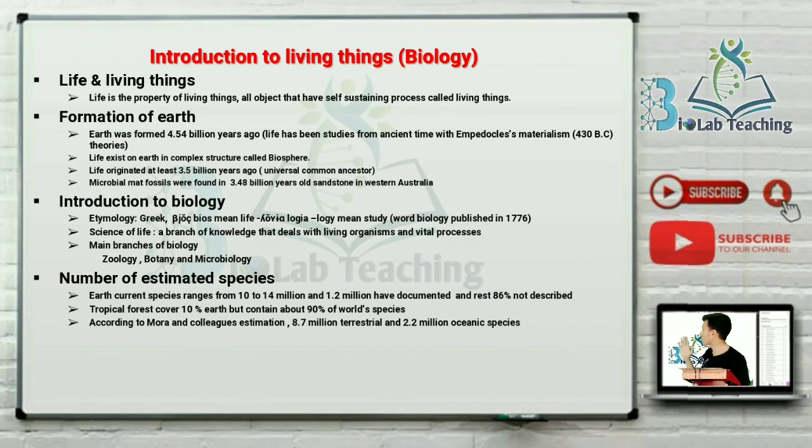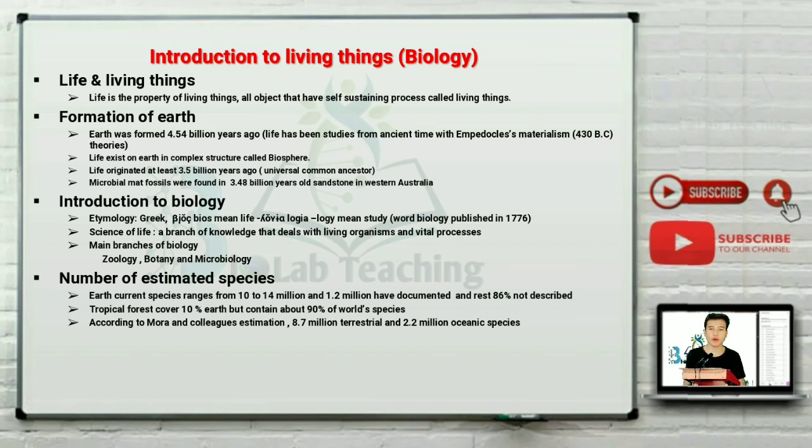According to Mora and colleagues' estimations, there is one scientist I mention to you. His name is Mora, and his colleagues estimated that 8.7 million terrestrial and 2.2 million oceanic species are present in the world.